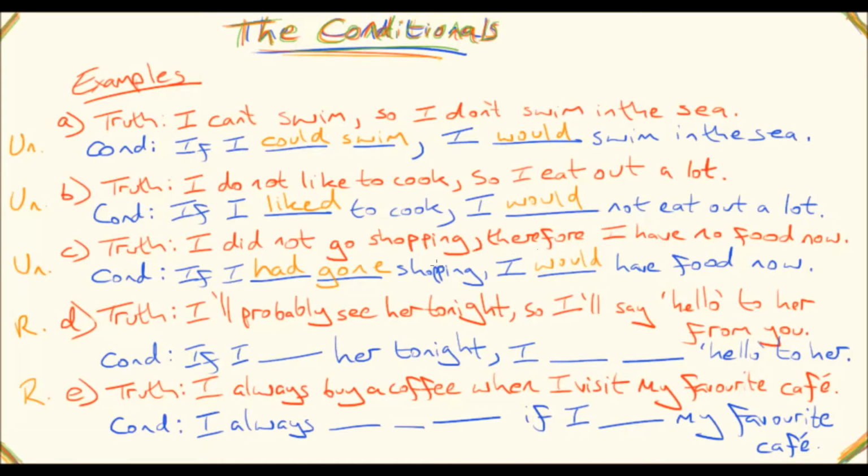Now we've got a couple of real conditionals, or supposed conditionals. I'll probably see her tonight, so I'll say hello to her from you. Now this is a real situation. I think there's a good chance I might see her tonight. So, quite simply, if I see her tonight, we don't have to do anything crazy with the tense there. And, well, hey, we're talking about the future, so let's stick with the future. We don't need to use would or anything like that. We're just going to keep it the same, basically.